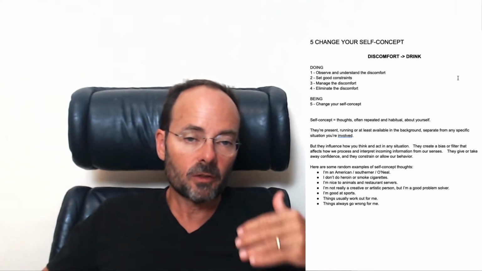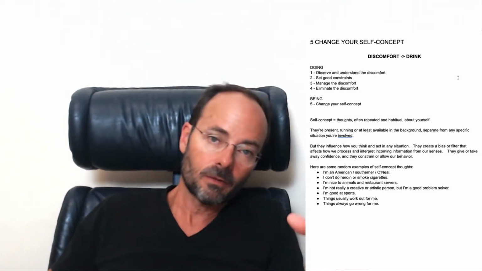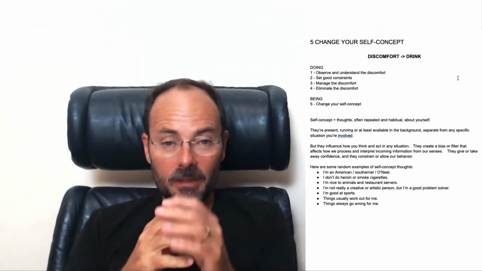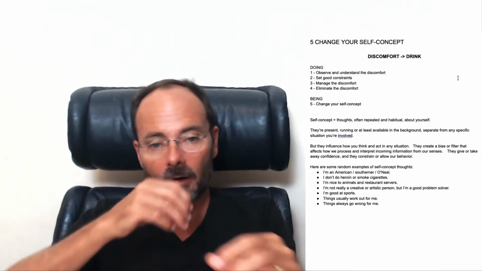The point here is we want to use step 5 to lock in the behavioral changes that you create in step 4, because you don't want to spend the rest of your life setting constraints around alcohol, managing discomfort, and eliminating discomfort so you can control your drinking. You've got bigger and better things to do. And you may be using these tools to make more money, to improve your relationships, to do a hobby, anything but control your drinking. And self-concept is where we're going to lock in all that stuff.